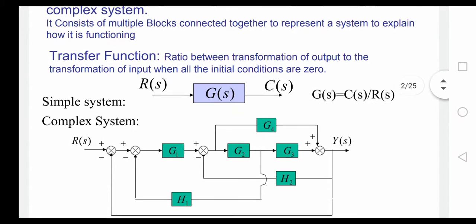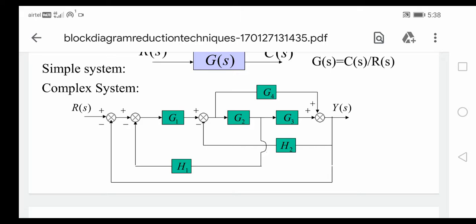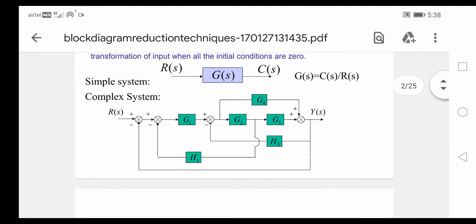For example, you have a complex system like this. I need to convert this complete complex system into a single block by using a block diagram reduction technique. We cannot jumble all the blocks together as we wish. There are some rules, and according to those rules, you need to reduce the blocks. We will discuss those rules and then solve this block diagram into a single block.